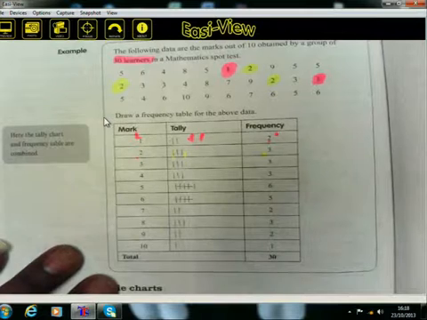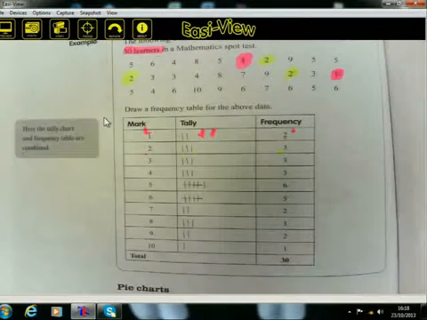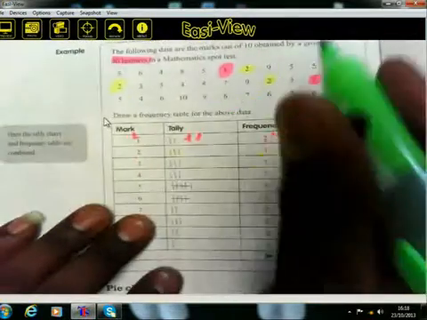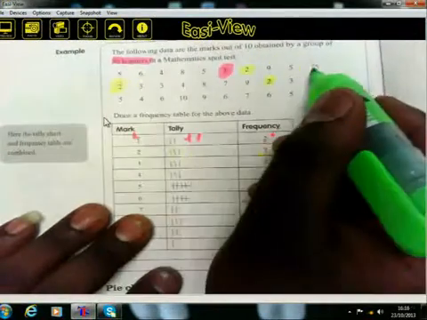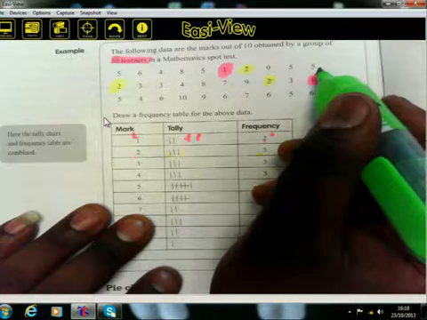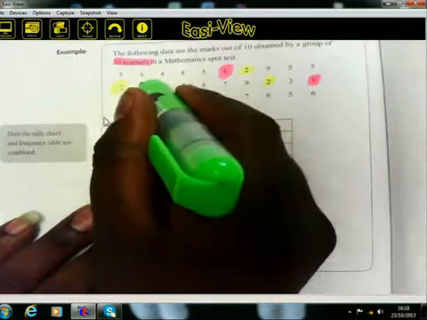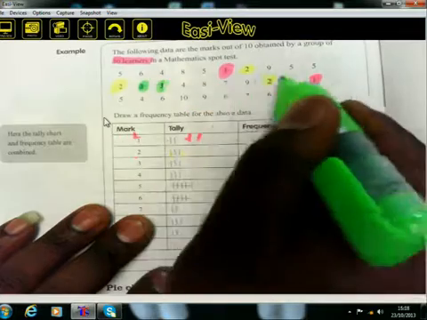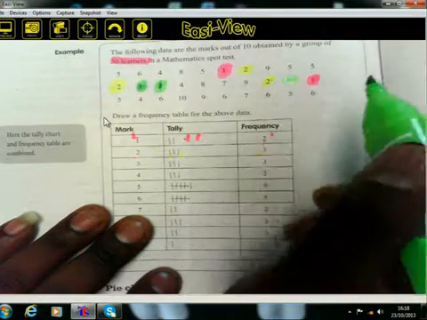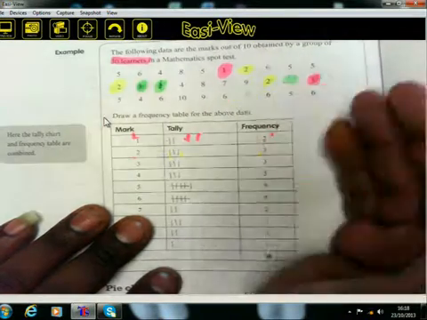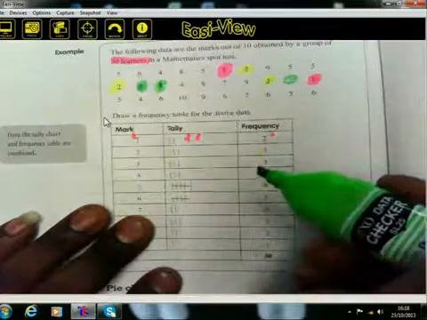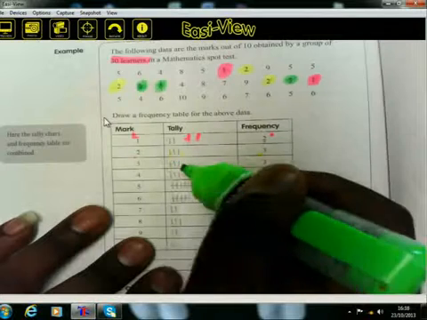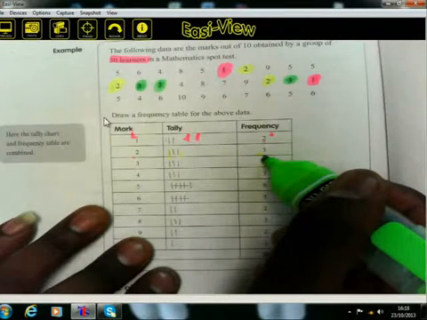Now we go to the 3's. How many 3's are we having? On the first row, nothing. On the second row, it's 1, 2, 3. On the third row, nothing. Do you see? That means we're having 3. That's 1, 2, 3. And then it is 3.